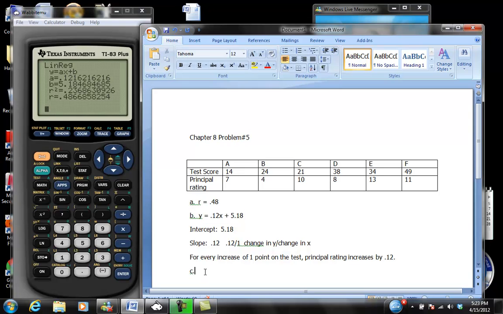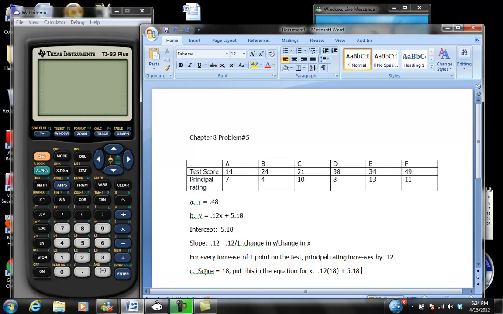But I just need you to know that in your practice and in real life, this is a huge, huge, huge misuse of statistics. But anyway, here we go. So for example, if there's a score of 18, what you're going to do is put this in the equation for x, because that's where our test scores are. So you would go 0.12 times 18 plus 5.18, and whatever that comes out to be, that would be your answer. That's how you would answer the rest of Part C as well.